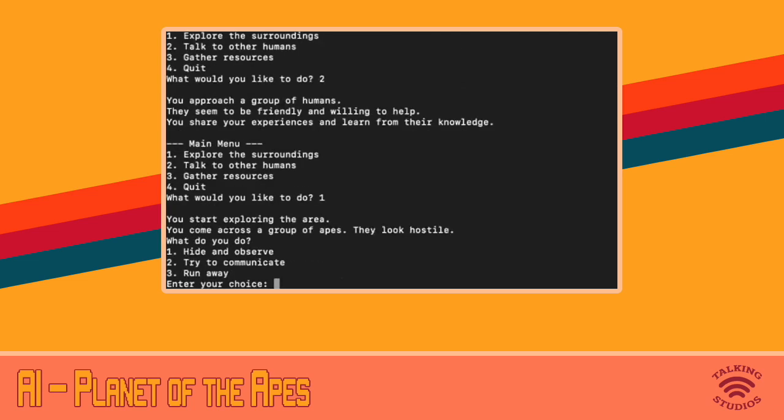You start exploring the area. You come across a group of apes. They look hostile. What do you do? 1. Hide and observe.